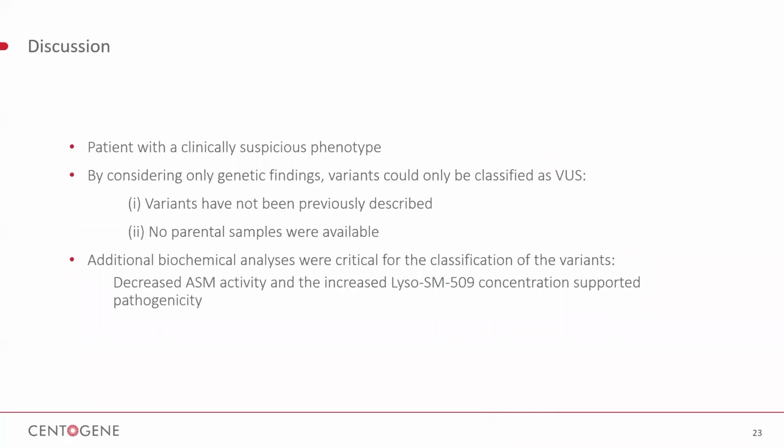So in summary, we had a patient with a clinically suspicious phenotype for Niemann-Pick disease. And considering just the genetic findings, we would not have been able to definitively say that was that patient's diagnosis. However, when we were able to add in the additional studies, we could change the classification of the variants. And so those biochemical analyses were critical for the patient.